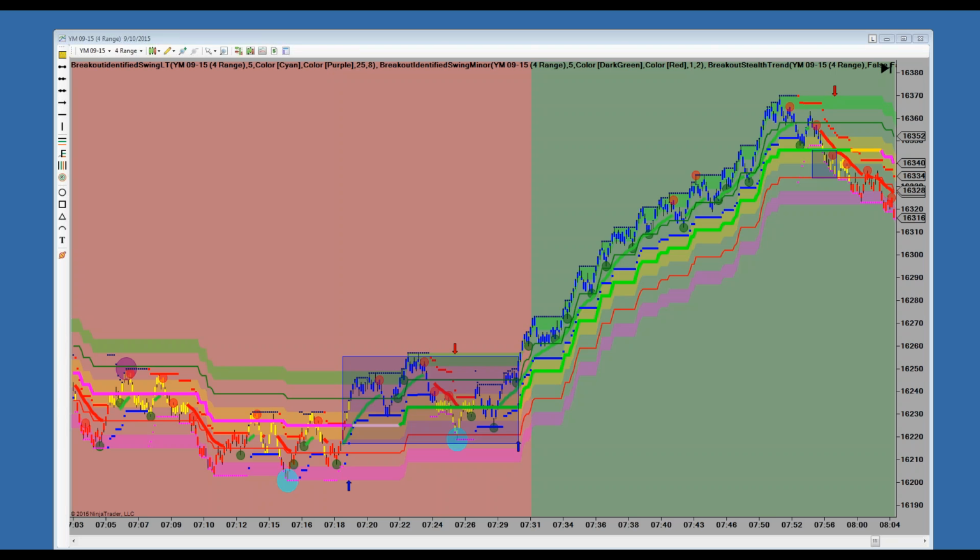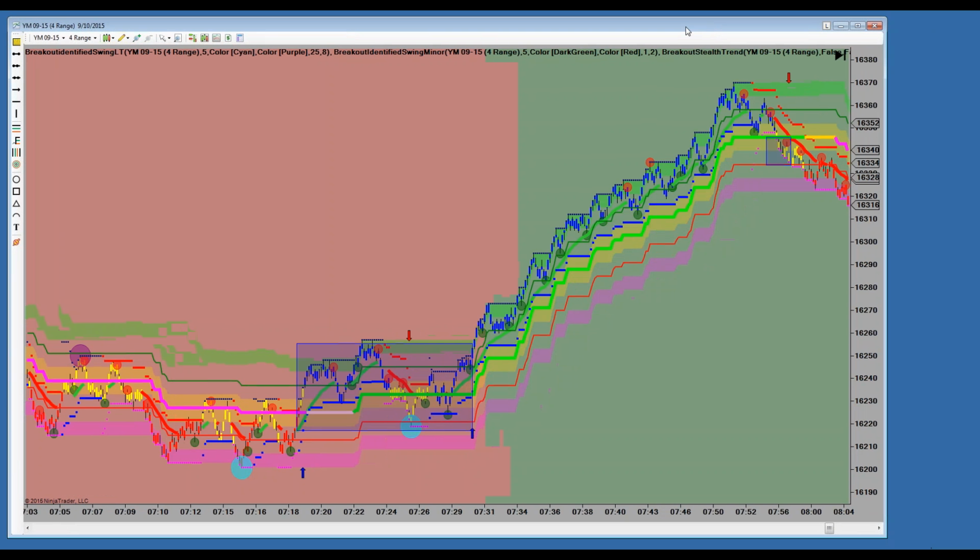The support has been broken. Now, what I want to show on this, and I'm going to blow this up so it becomes a little more clear, is what makes discretionary trading of these markets somewhat challenging.